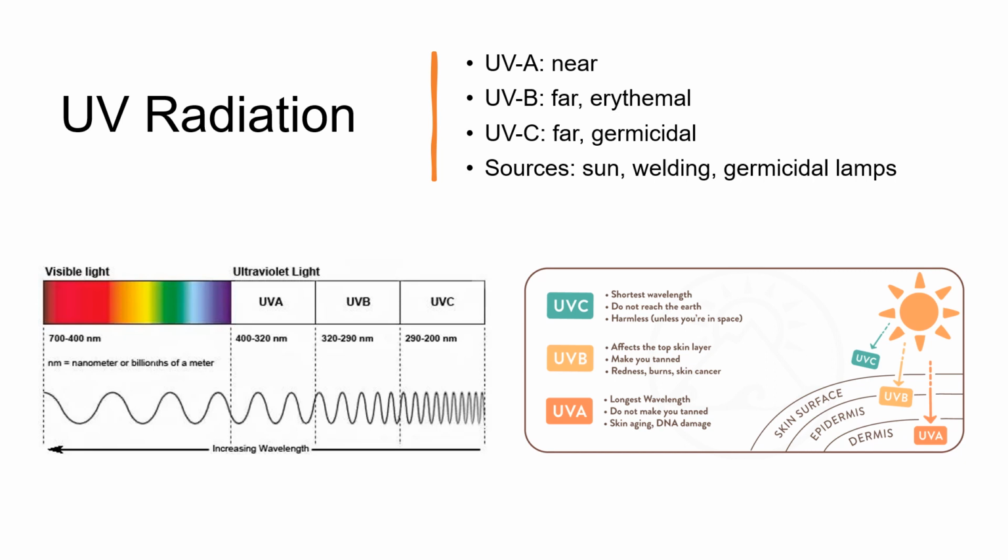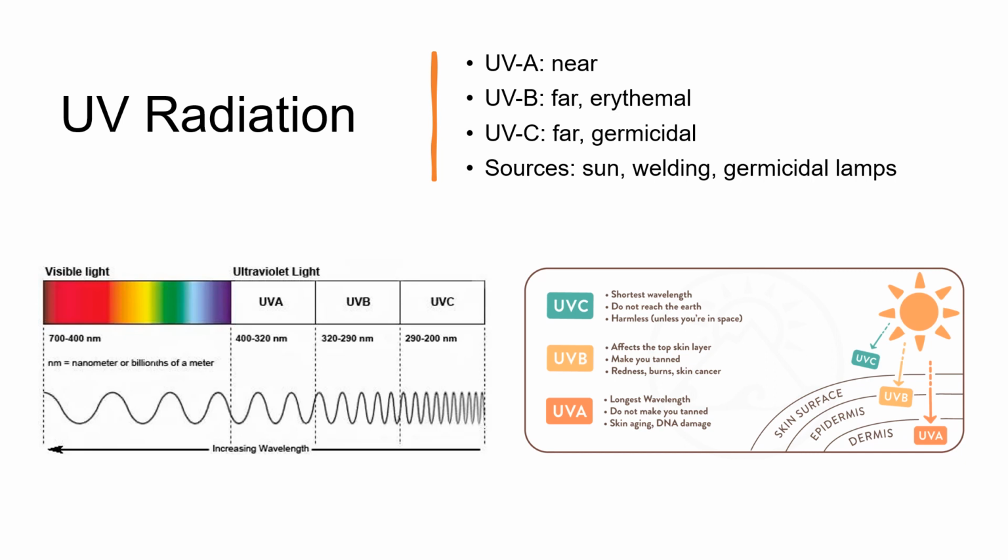UVB affects mostly the top skin layer, and this is what typically causes burns. And then UVC has the shortest wavelength and doesn't actually reach the Earth from the sun if we're talking about UV coming from the sun. So it's not a typical hazard unless you are out in space.